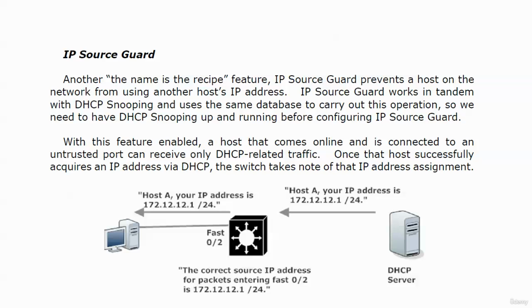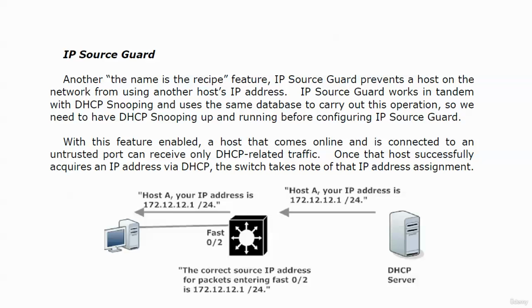And now a section on IP Source Guard where I, the instructor, get to insult you, the student, by telling you what IP Source Guard does. I think there may be a little more to it than that on the exam and, of course, in real-world networking. So let's have a look at this feature, and it's definitely another one of our name is the recipe features. IP Source Guard, what's its purpose? To prevent a host on the network from using another host's IP address, either accidentally or not so accidentally.